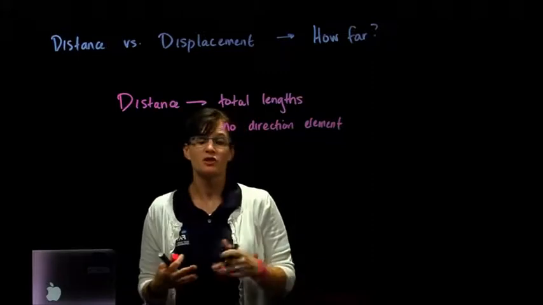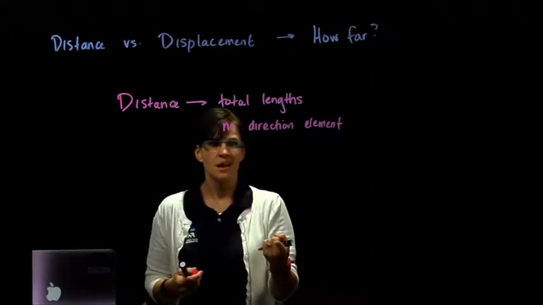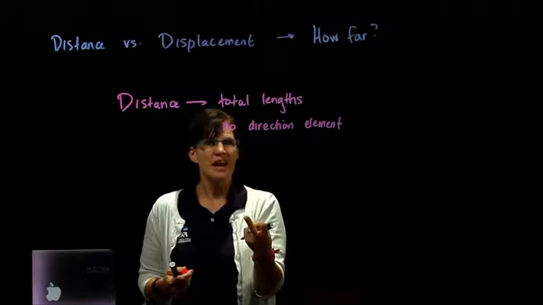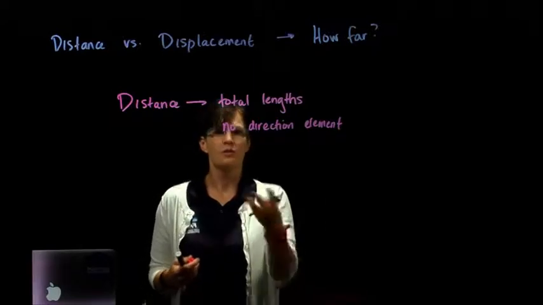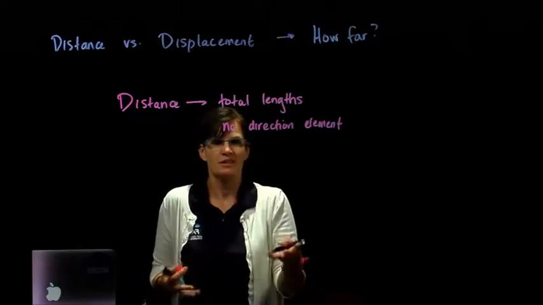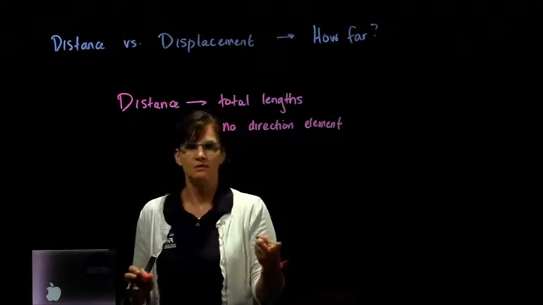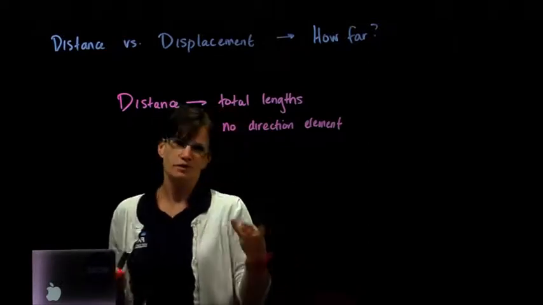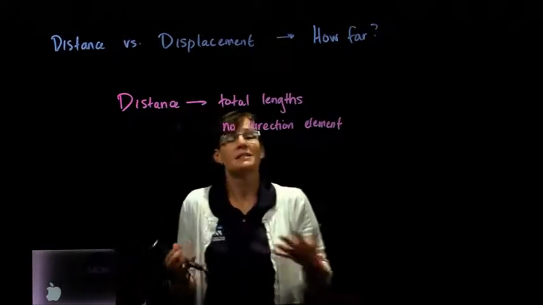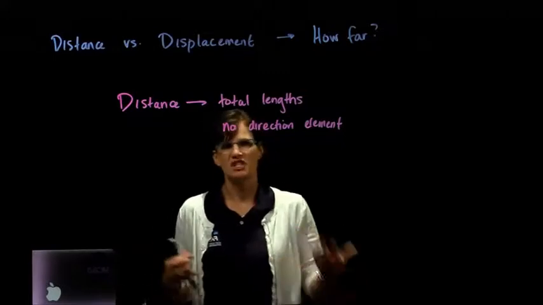So if an object travels 1 meter to the right, and then 1 meter to the left, and then 2 meters to the right, and then 4 meters to the left, we just add those numbers up. 1 plus 1 is 2, plus 2 is 4, plus 4 is 8. He traveled a distance of 8 meters. We just keep adding them.